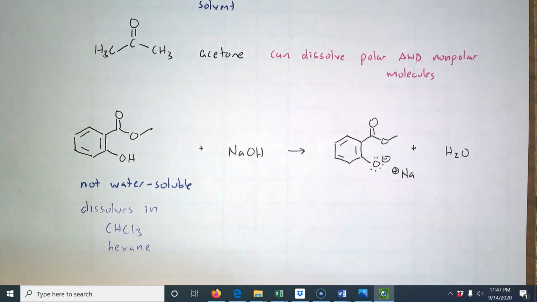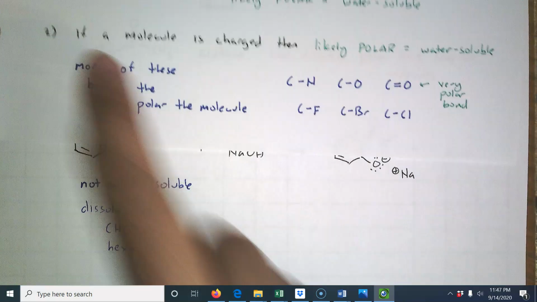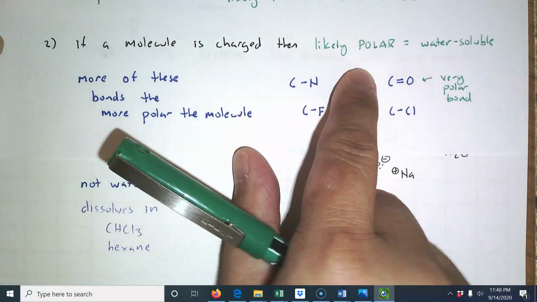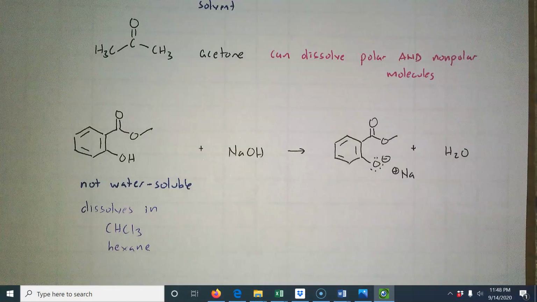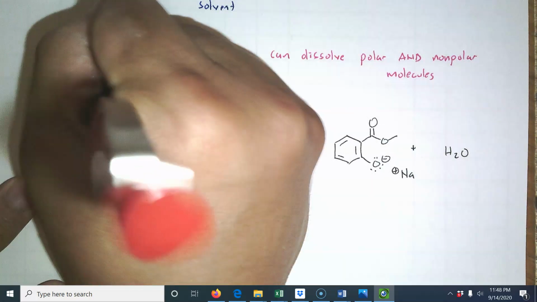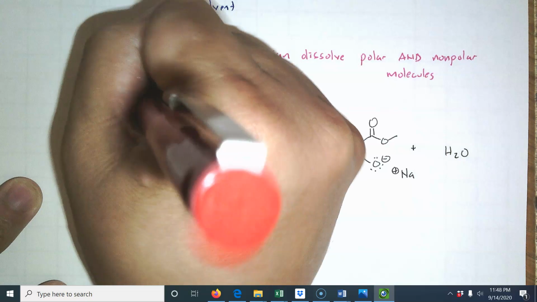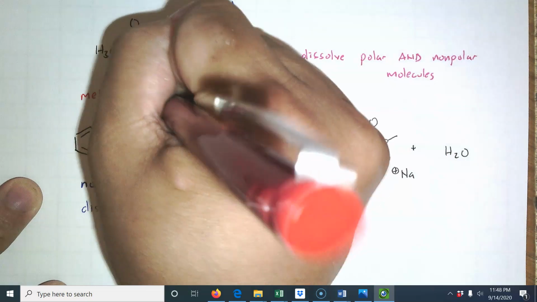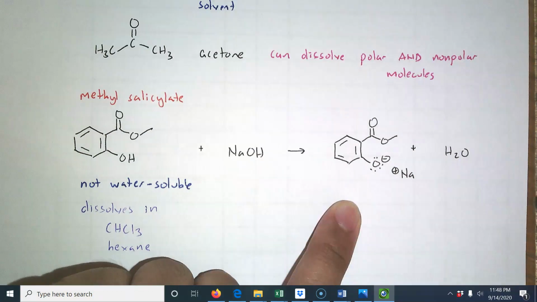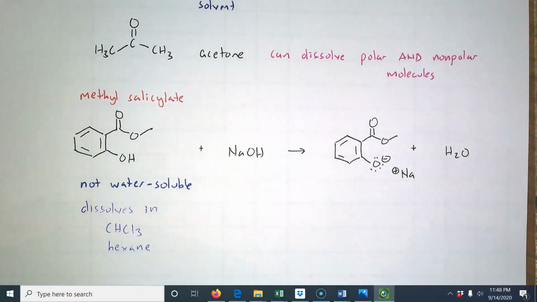Charged molecules. That was the second point here. If a molecule is charged, then it is likely polar and water soluble. To get methyl salicylate to be water soluble, you have to add base to make it charged. So now that it is, what color do I want to use?